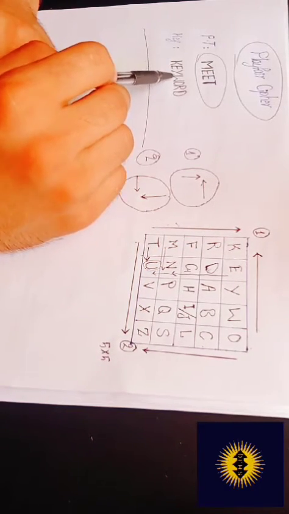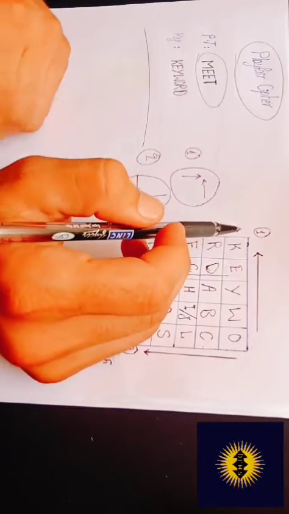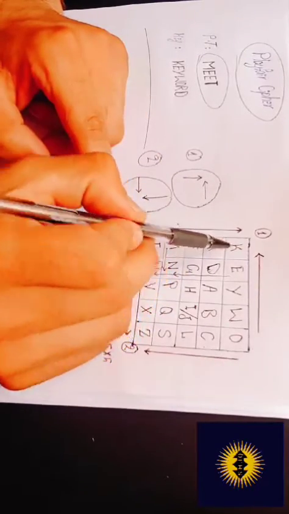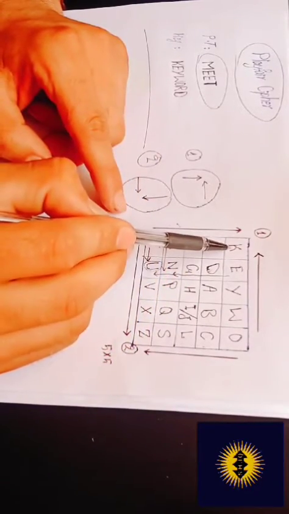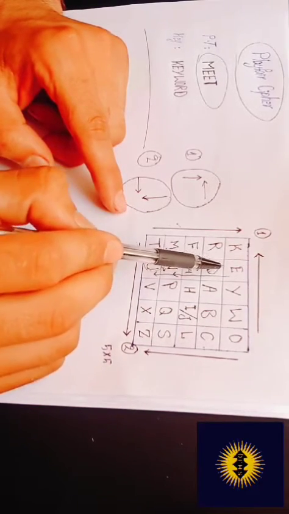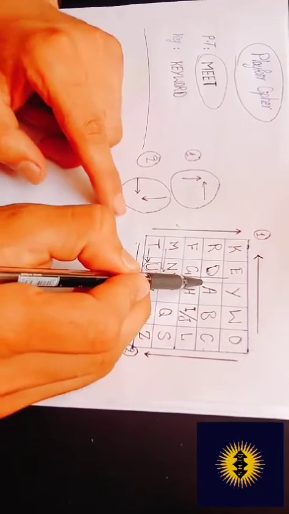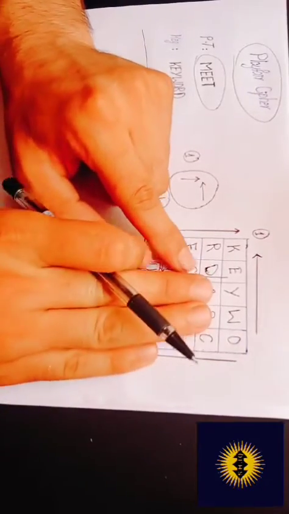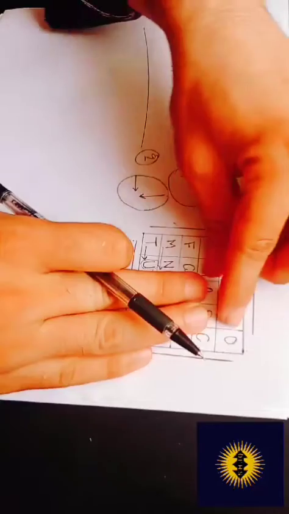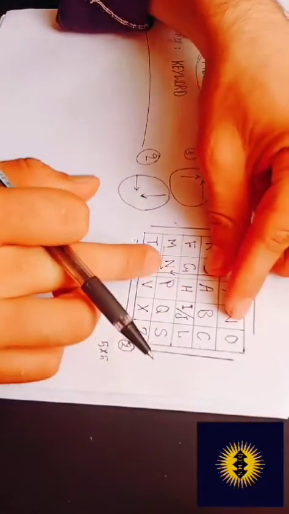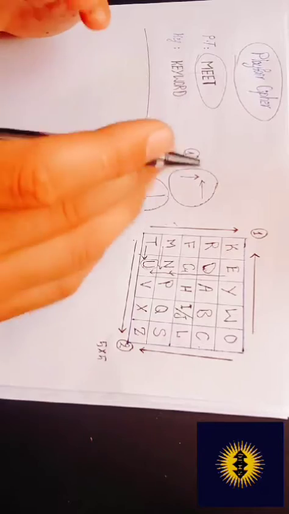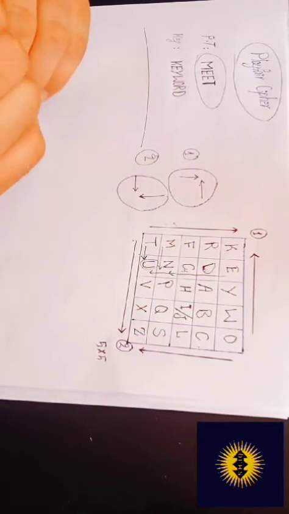I have already filled in the keyword. The keyword is our key. Up to this part, our diagram is filled with the keyword. After that, how do we fill the remaining parts? The remaining parts should be filled using the remaining English alphabet letters.